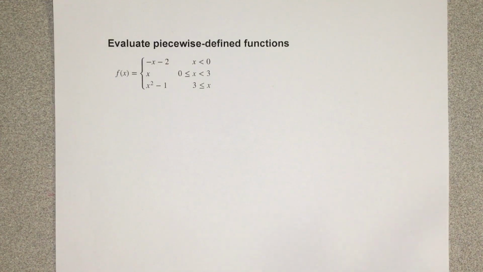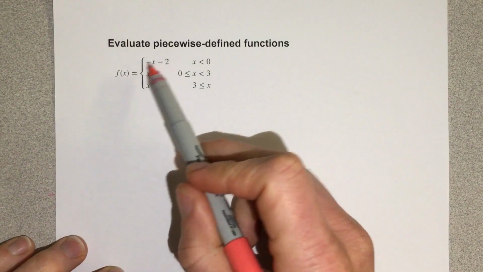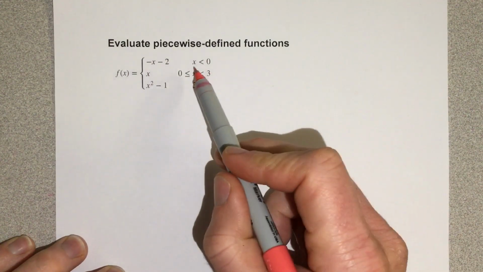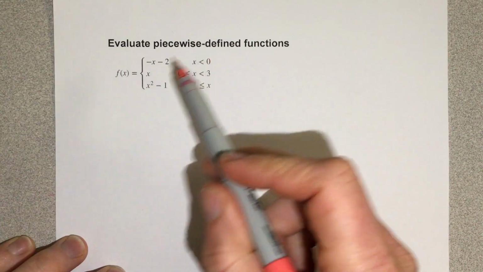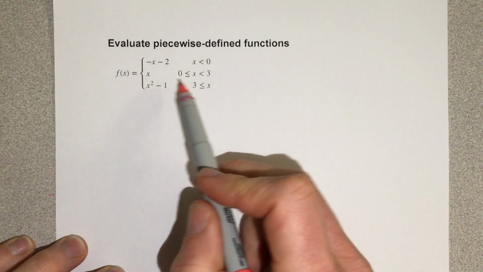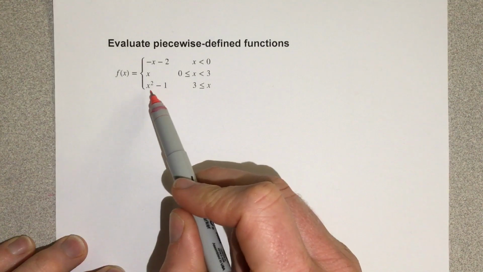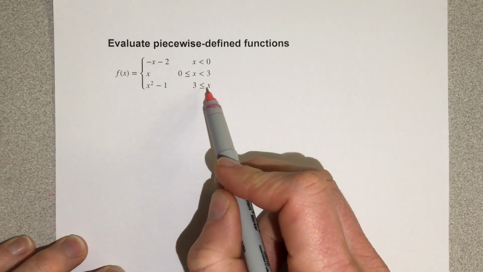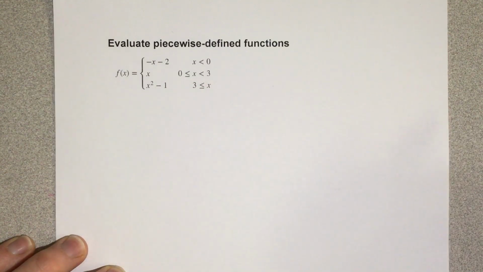In this video, we're going to evaluate piecewise-defined functions. They give you this piecewise function, f of x equals negative x minus 2, where the domain is x less than 0. And they also give you x, where the domain is 0 to 3, and then x squared minus 1, when your domain is x greater than or equal to 3.